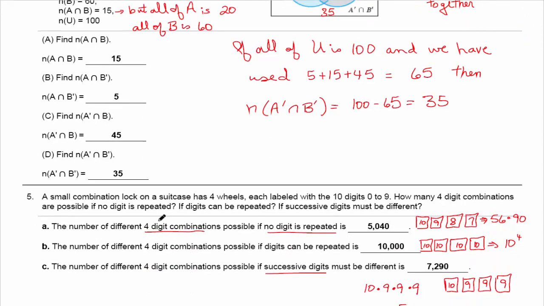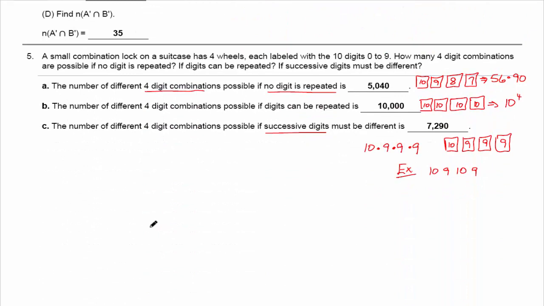And in our last problem, we have a combination lock. It has 4 wheels, so 4 positions. I can use the digits 0 to 9. There are 10 of those. So if there's no repeats, well, it's easy. It's just 10 times 9 times 8 times 7. And we get 56 times 90, which is 5,040.